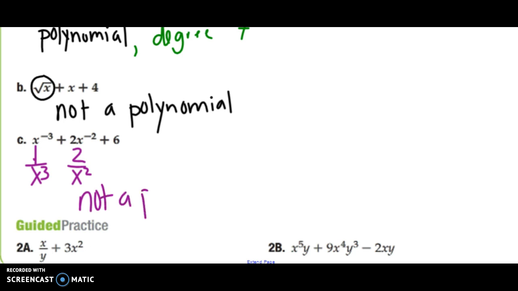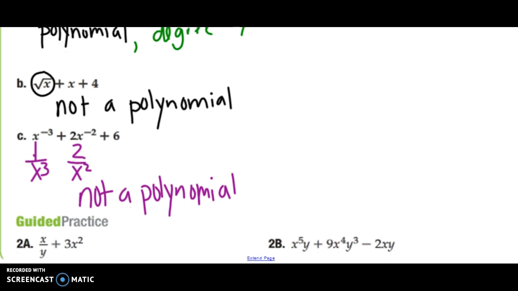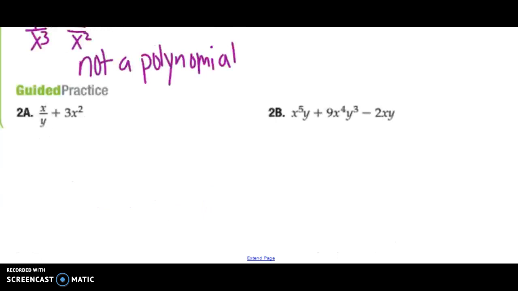So the only polynomial that we had here in A, B, and C was example A, because all of my powers were whole numbers and they were positive. So if I look at these guided practice problems, you can try them now.